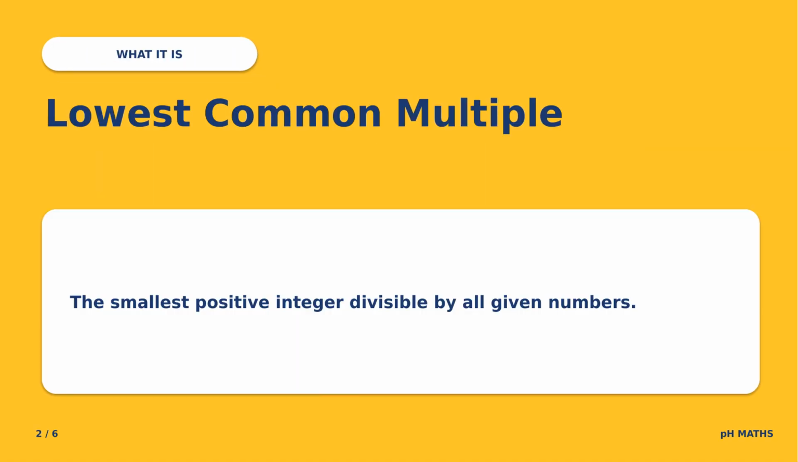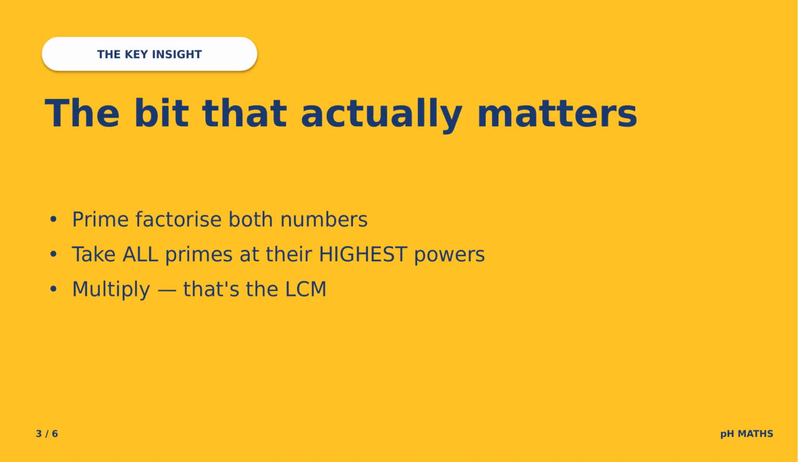Definition. The lowest common multiple of two numbers is the smallest positive integer divisible by all the given numbers. So the lowest common multiple of 4 and 6 is 12, because 12 divides by both 4 and 6, and nothing smaller does. Sometimes called the lowest common denominator when used as a common denominator. Same idea, different name.